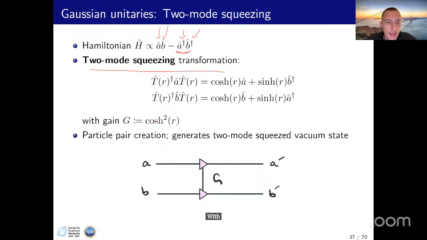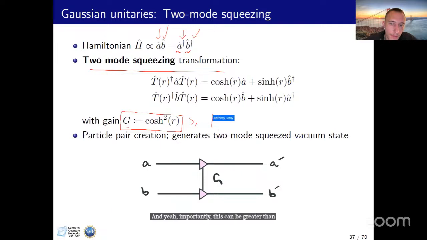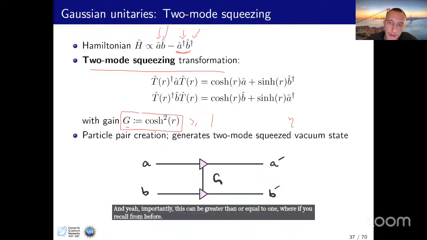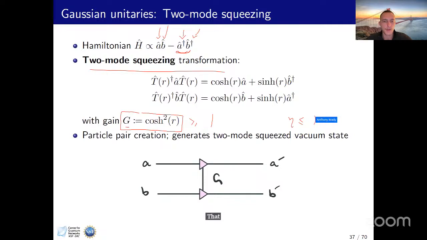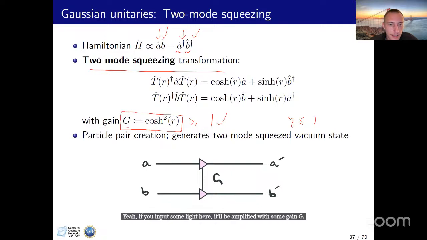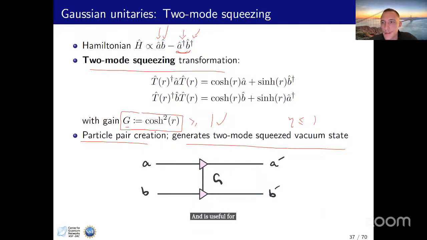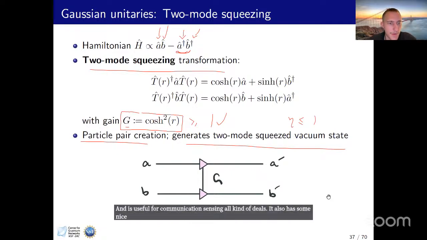People do this with crystals or whatever. We also sometimes quantify the amount of particle creation by this cosh squared r. This is the gain. Importantly, this can be greater than or equal to one, whereas if you recall from the previous slide, for a beam splitter we have some transmission probability that's less than one because it's a probability, but this is actually a gain. If you input some light here, it'll be amplified with some gain G. Again, this corresponds to particle pair creation and also generates a so-called two-mode squeezed vacuum state starting from the vacuum, which is an entangled state and is useful for communication, sensing, all kinds of deals, and also has some nice physical things that people care about.